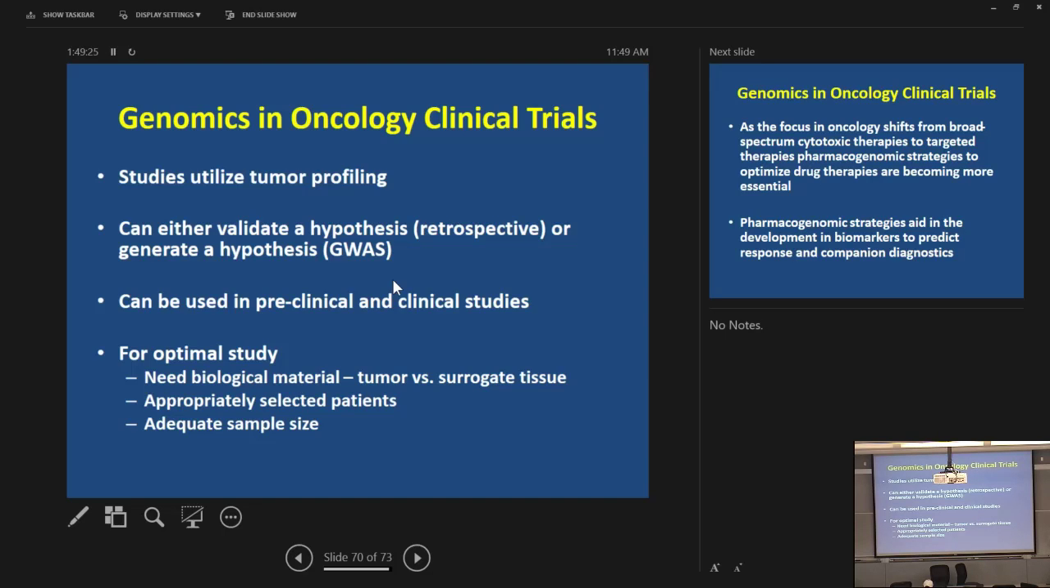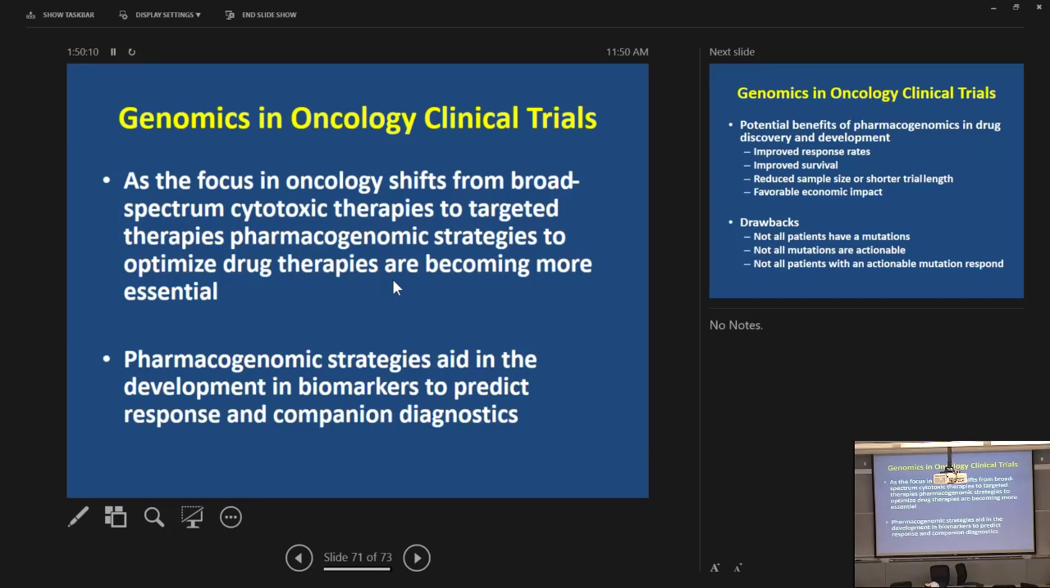You can use it in the preclinical setting and in the clinical setting. For optimal studies, you have to have biologic material, and sometimes that can be really hard. Sometimes patients' tumors aren't accessible, and getting tumor tissue to do this genomic profiling can be very difficult. So that's a problem. Can we use surrogate tissue? Can we use normal tissue? Maybe, maybe not. Or can we use circulating DNA? What are different ways that we can access the cancer DNA without getting to a tumor that we can't access? You have to appropriately select your patients, and you need an adequate sample size to determine if these genomic studies are going to be appropriate.